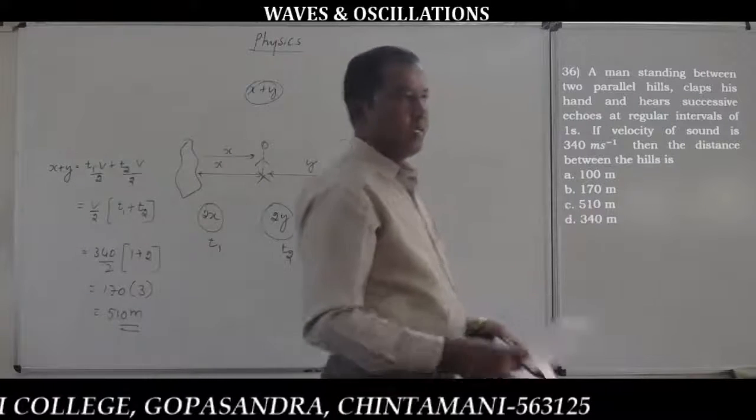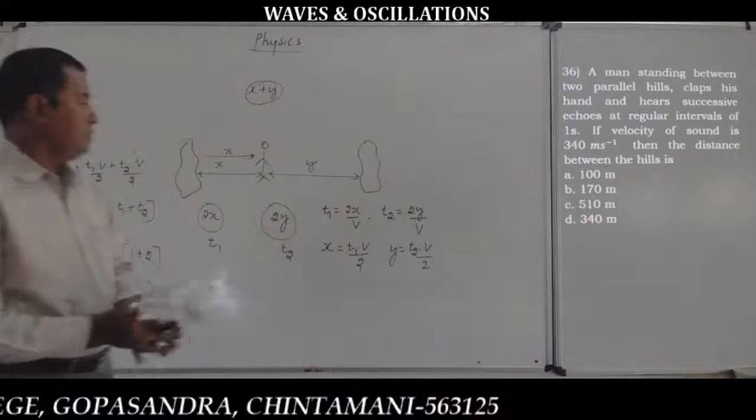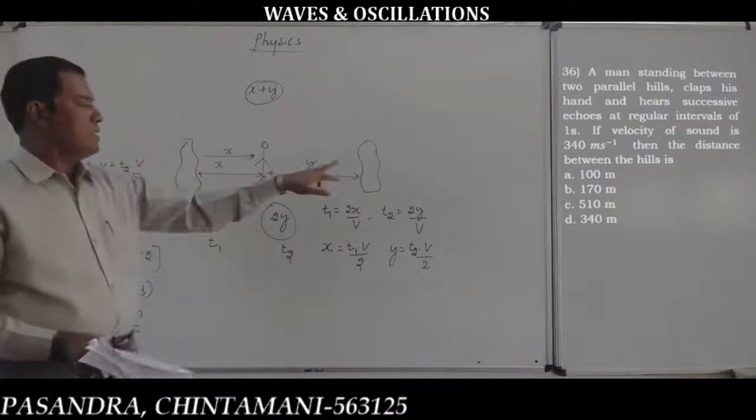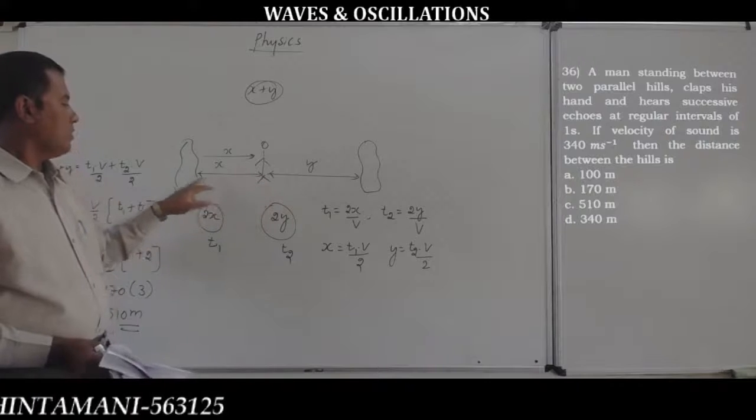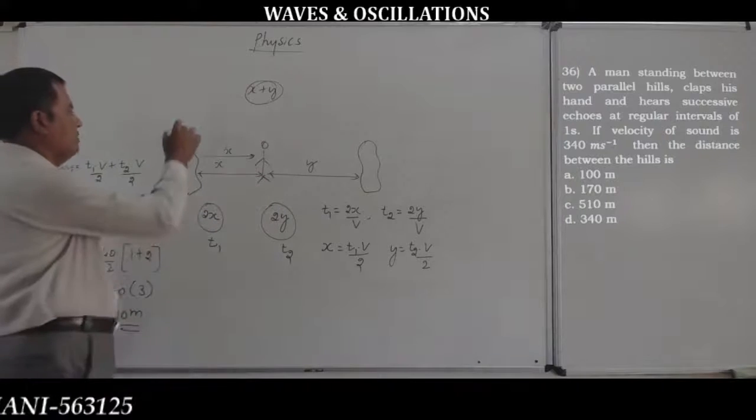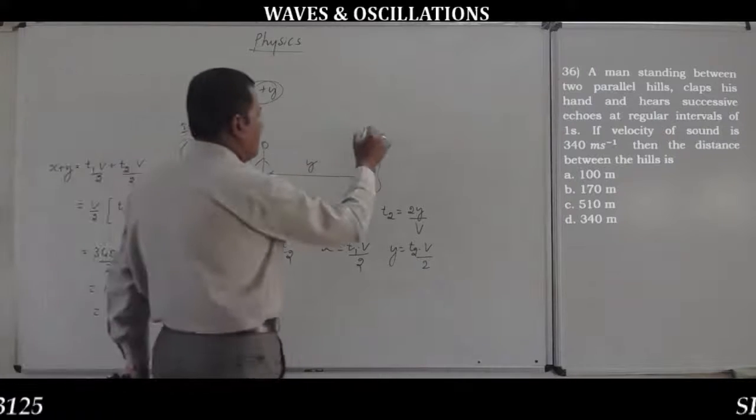That is the distance between the hills, 510 meters. Just I will illustrate once again. Now let us consider two hills. Person is in between the two hills. He is at a distance x from this first hill, and he is at a distance y from the second hill.